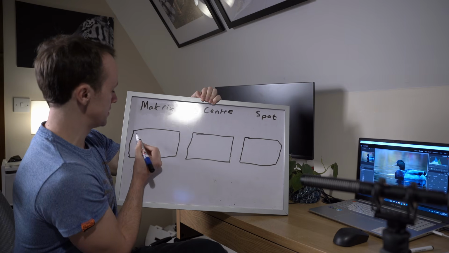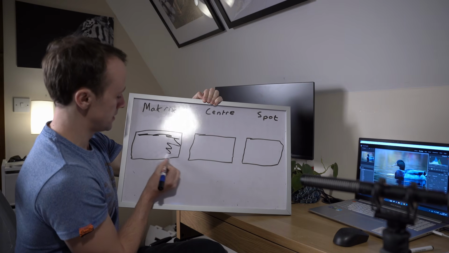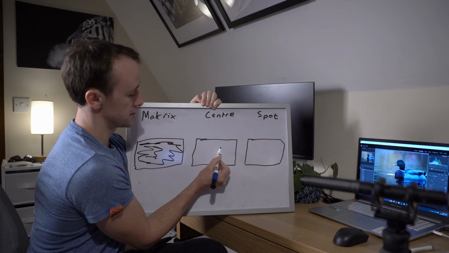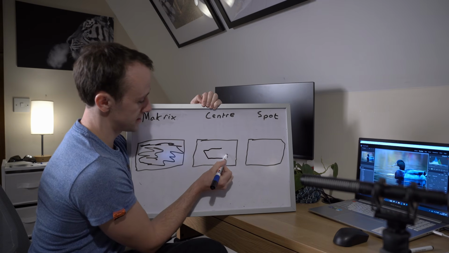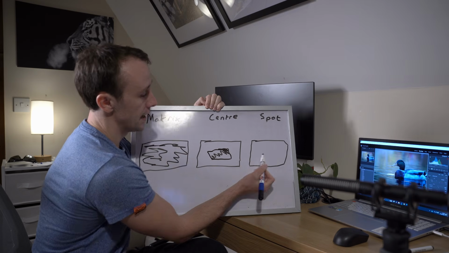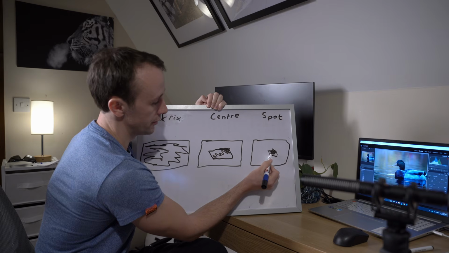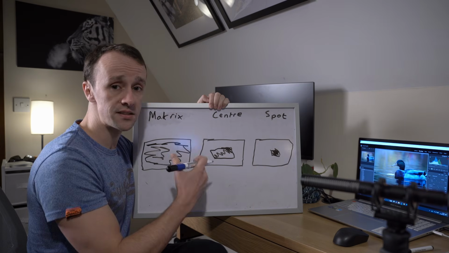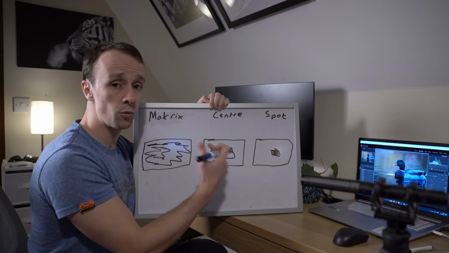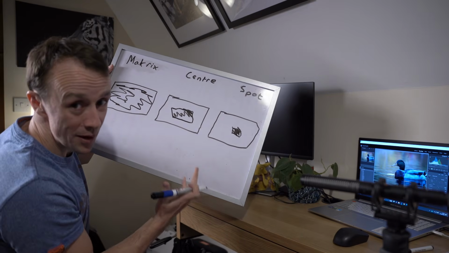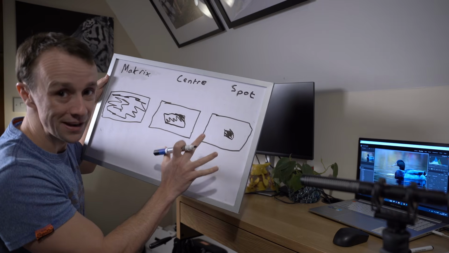So matrix mode, this is going to be looking at the entirety of our frame. Center, as you might have guessed, is just going to be looking roughly at the center of our frame, and spot is going to be looking at an even smaller area of our frame. And this is where our camera is going to be looking when it's creating one of these histograms. I made this entire whiteboard just for this, and we're never going to use it again.